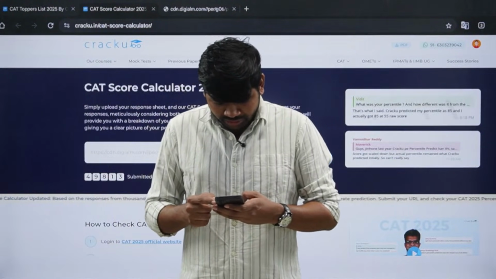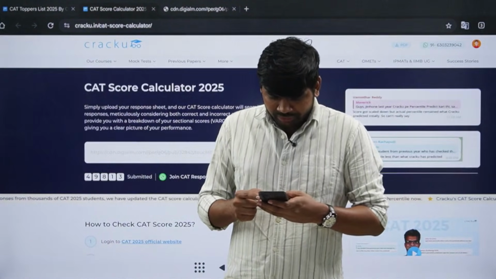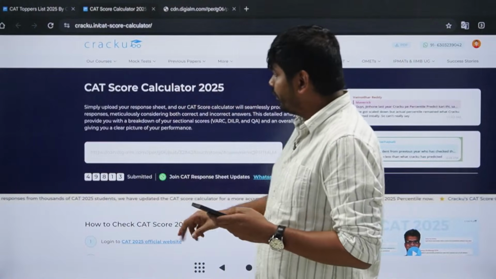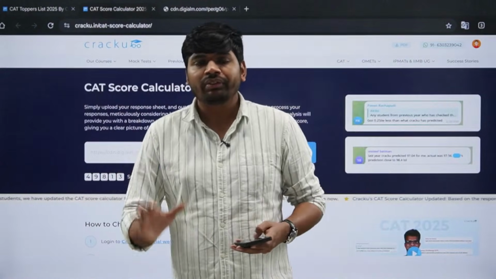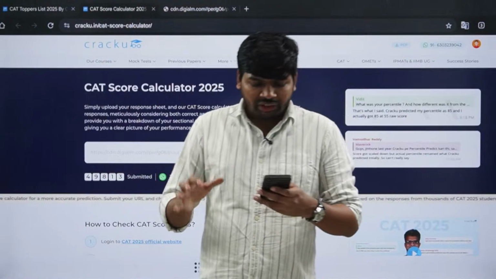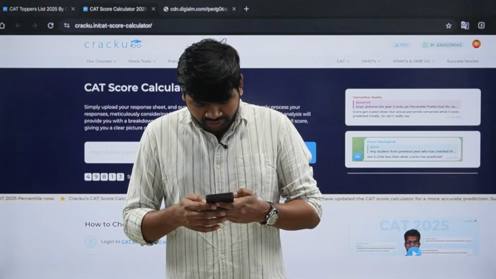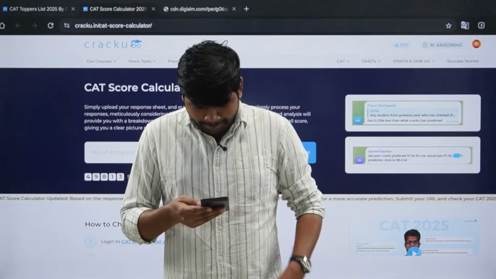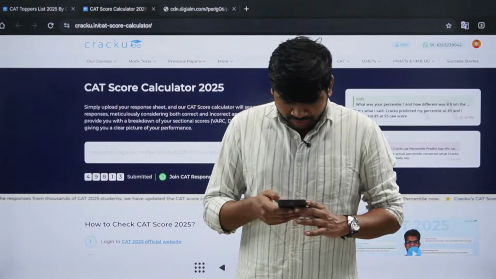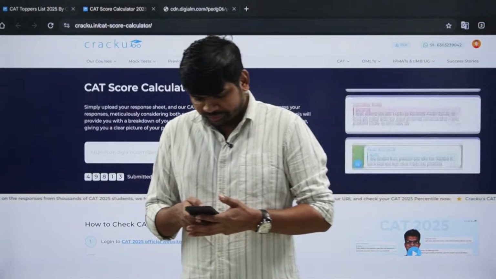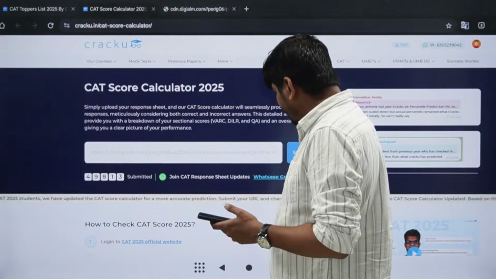How many scores have been calculated through Cracku until now? See, we have obtained 50,000 response sheets, and those 50,000 students have their scores and percentiles. 63 in slot 1.